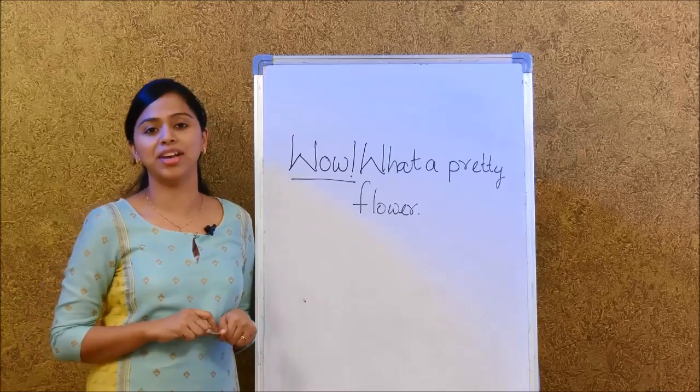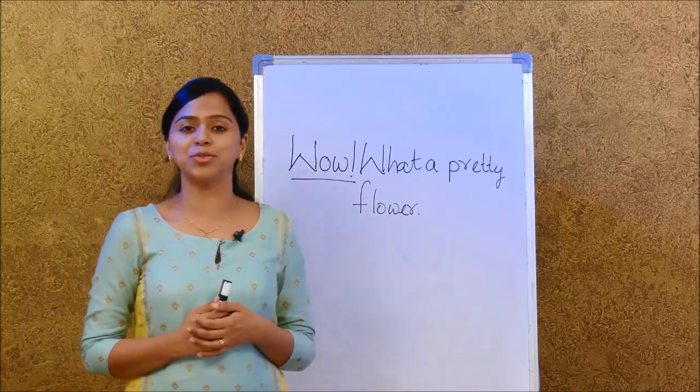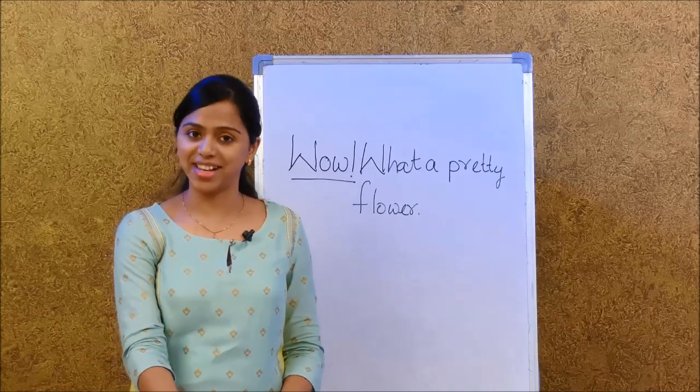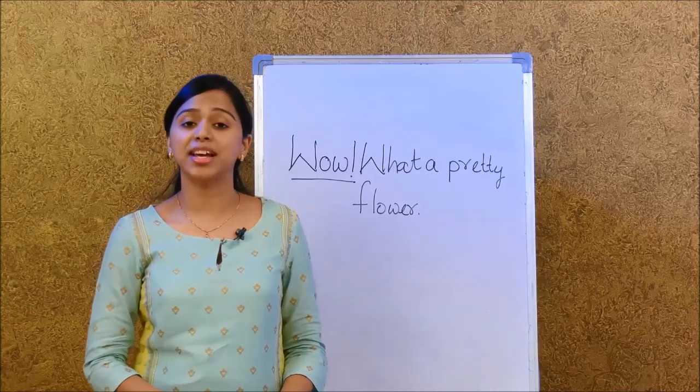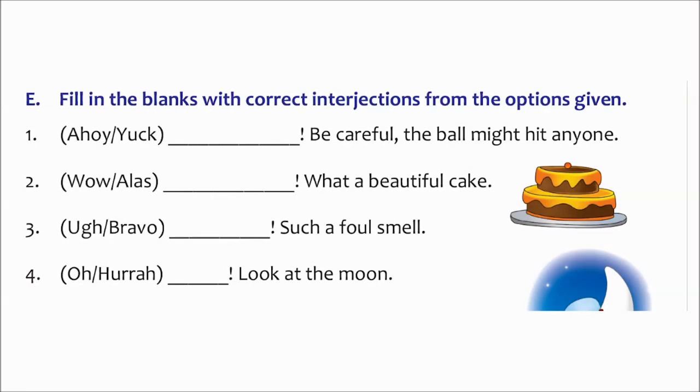So these are how we write interjections, and it is so much fun to use them in our sentences in our day-to-day life. So there are some given for us. Let's read them. And here in this activity, you need to fill in the blanks with the correct interjections from the options given. So the first one, dash, be careful, the ball might hit anyone. It's ahoy. And the second one, dash, what a beautiful cake. So we can use wow. It's to express an amazement, right?